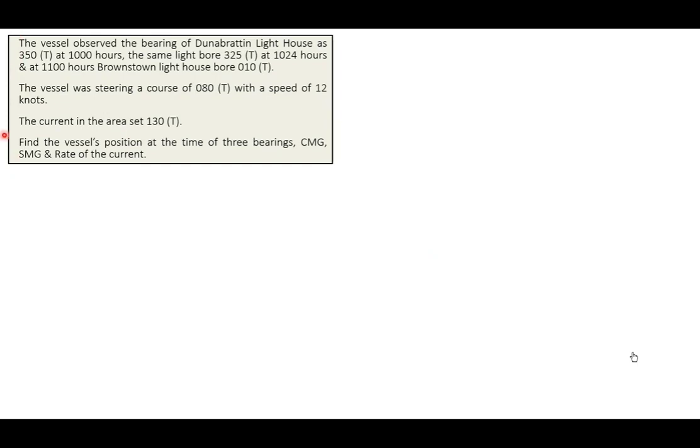Now you see the same question on the screen. The vessel observed the bearing of Duna Breton Lighthouse as 350 at 1000 hours. It was 325 at 1024 hours, and at 1100 hours the Brownstone Lighthouse bore 010. The vessel is steering a course of 080 at a speed of 12 knots. The current is setting 130. We have to find the vessel's position at the time of the 3 bearings, CMG, SMG, and the rate of the current. So let's now open up the chart of the area and see the steps involved one by one.